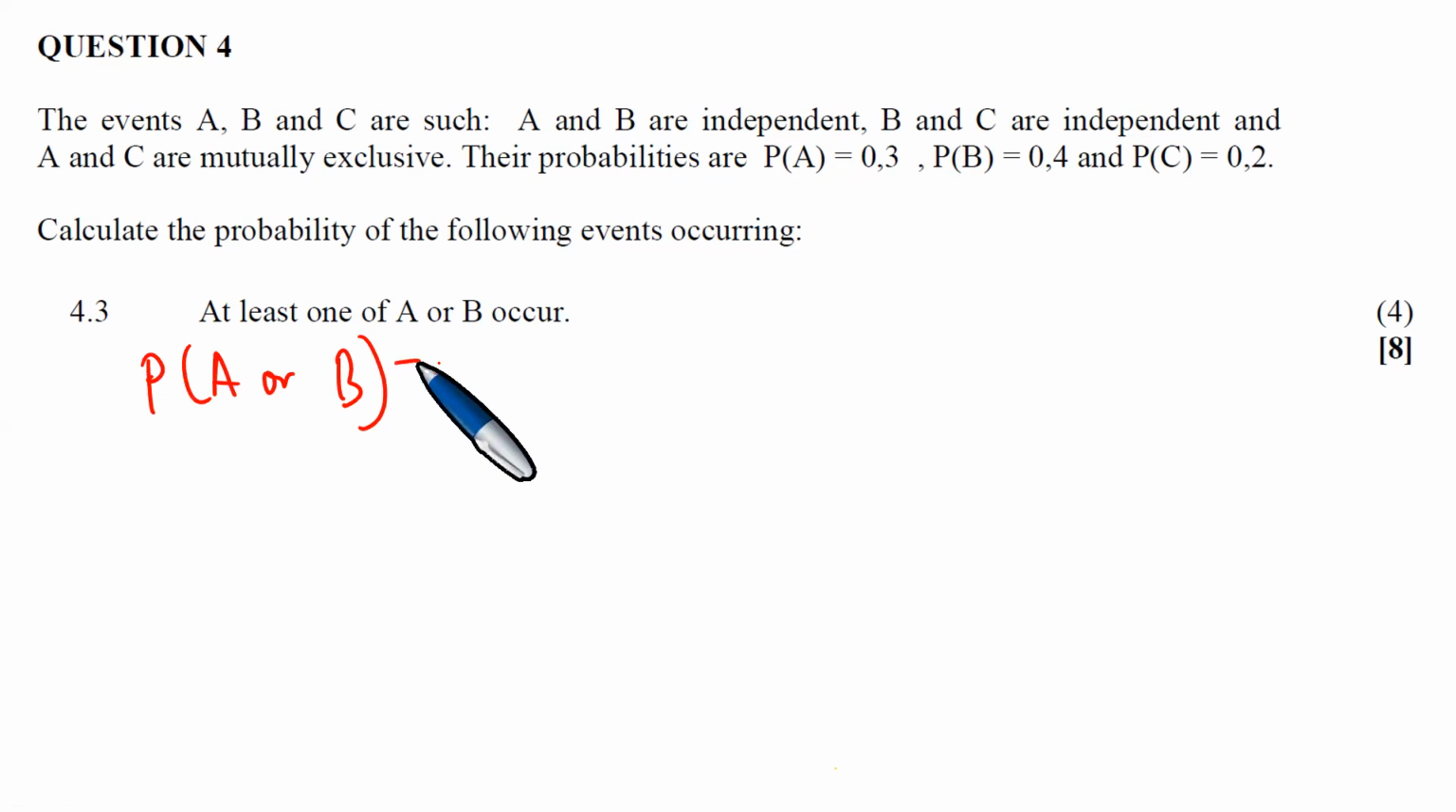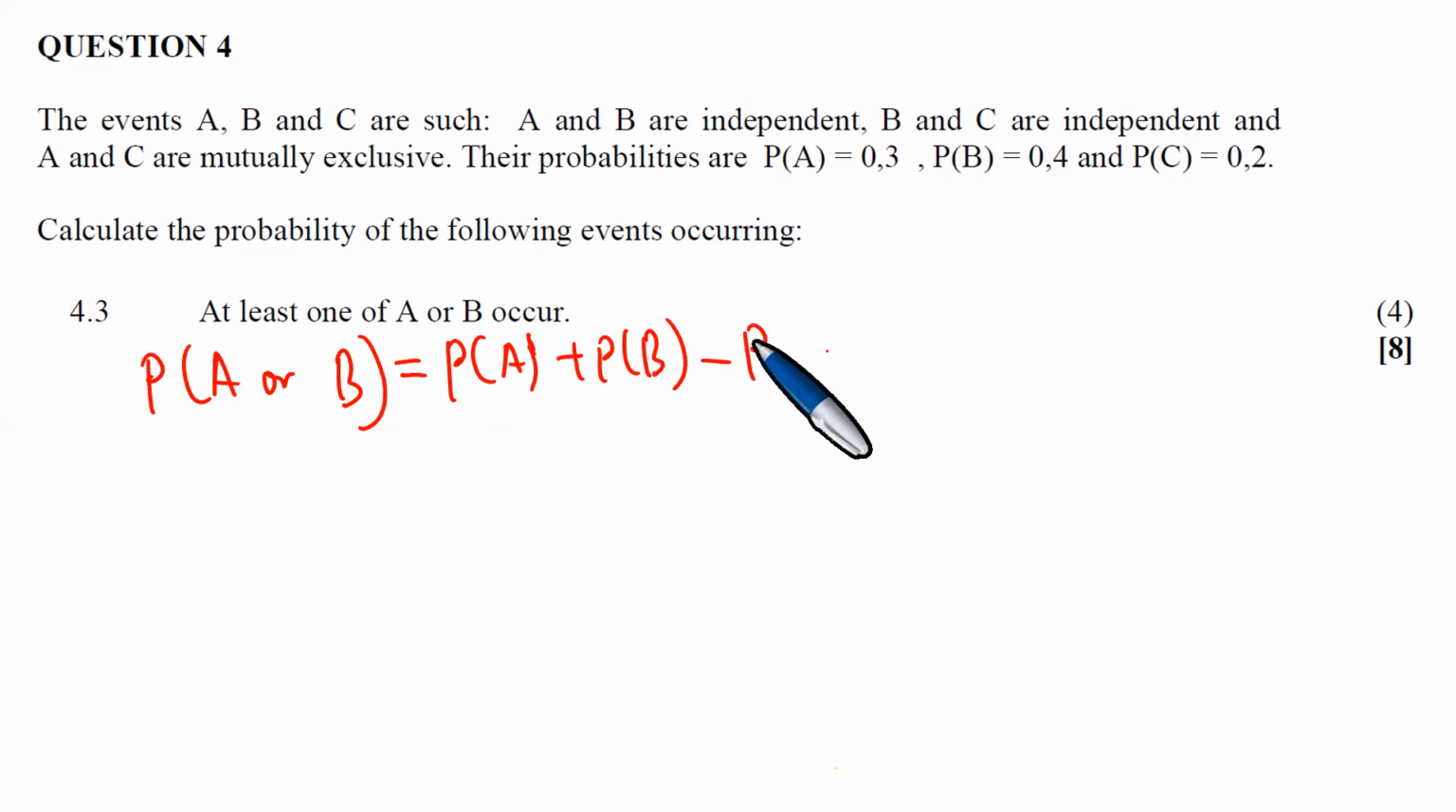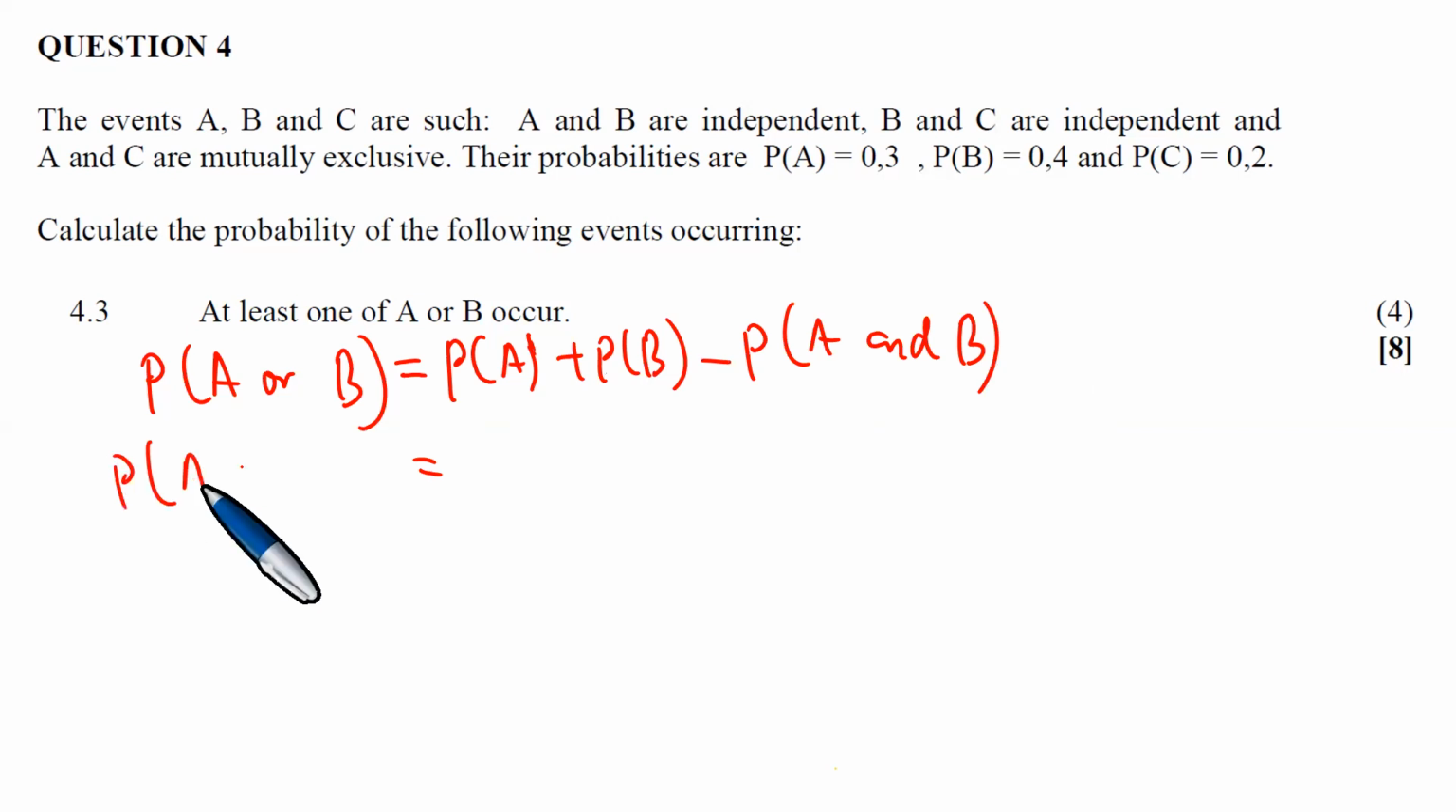There's a formula, which is the probability of A plus the probability of B minus the probability of A and B. This is the formula for the probability of A or B. So now we're just gonna fill everything in here.